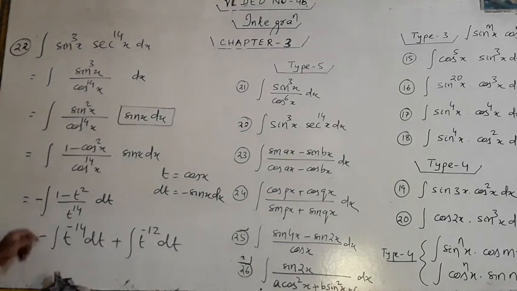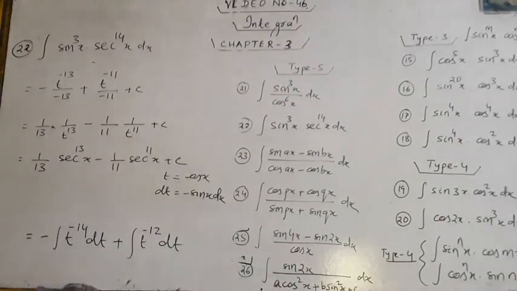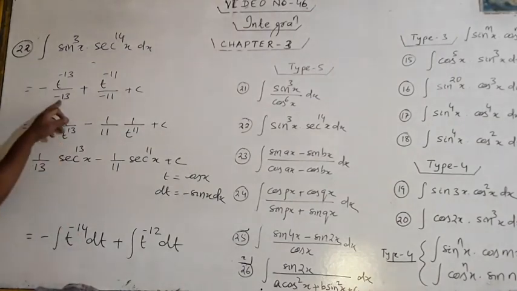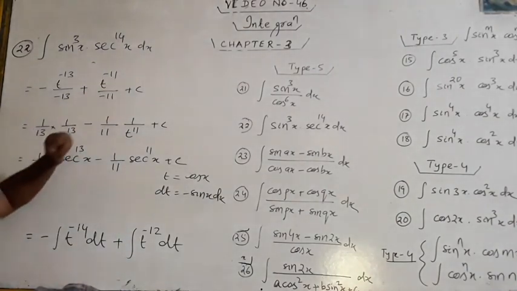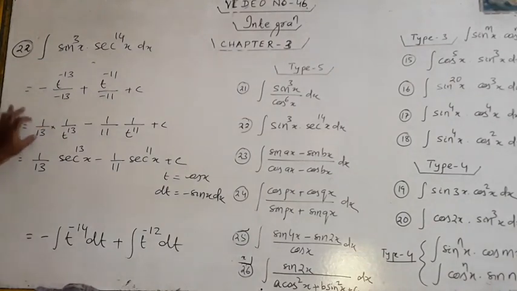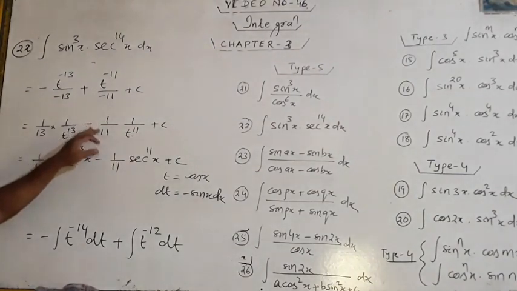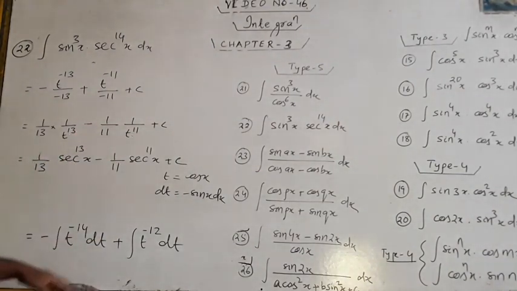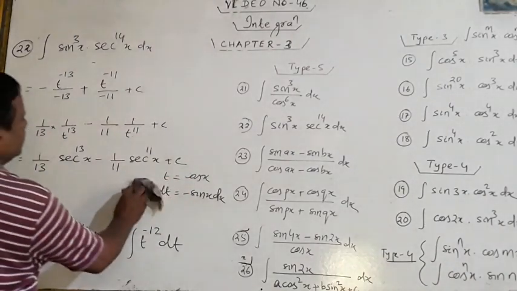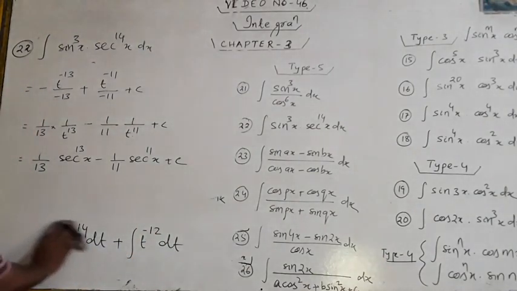Take minus outside. It is minus 1 by t 14 is t to the power minus 14 dt, minus minus plus t to the power minus 12 dt. Now its integration is here, t to the power minus 13 by minus 13, t to the power minus 11 by minus 11, minus minus it becomes plus 1 by 13, 1 by t to the power 13, 1 by t to the power 11, minus 1 by 11 here. Then we have t is equal to cos x. We know if t is equal to cos x, 1 by t is sec x. It is sec power 13, that is sec power 11. Okay.